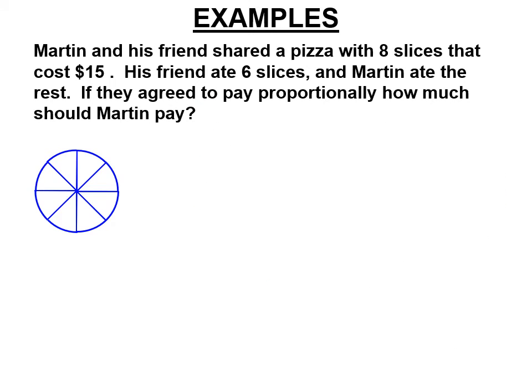Martin and his friend shared a pizza with 8 slices that cost $15. His friend ate 6 slices and Martin ate the rest. Oh, this is a little harder. If they agreed to pay proportionally, so first of all, there are 8 slices. So the friend ate 6 out of 8, which means Martin ate 2 out of 8. Well, 2/8 simplifies to 1/4.